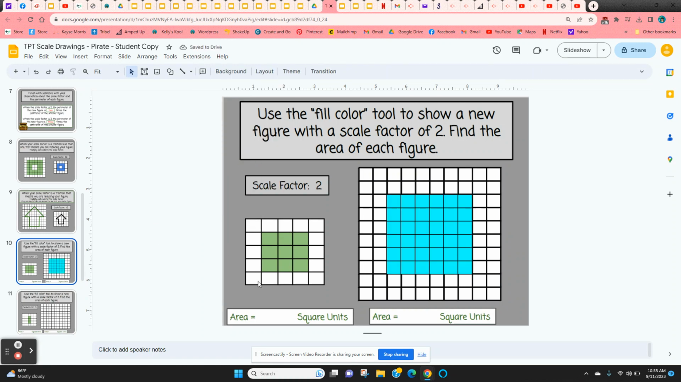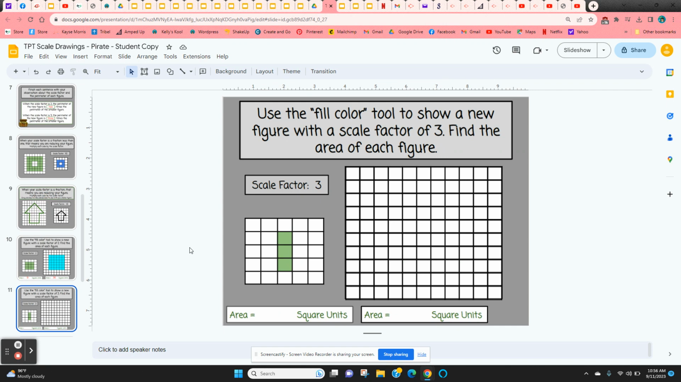Now we're going to look at the area. So the area is length times width. The smaller area is going to be 9 square units, and the larger area is going to be 36 square units. So you can see it's a little bit different with area. We're not multiplying by the scale factor. We're multiplying by the scale factor squared. So 2 squared would be 4. I'm going to multiply my smaller area by 4 to get the larger area.